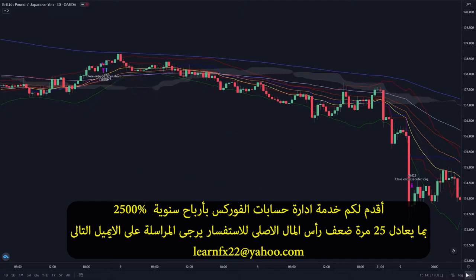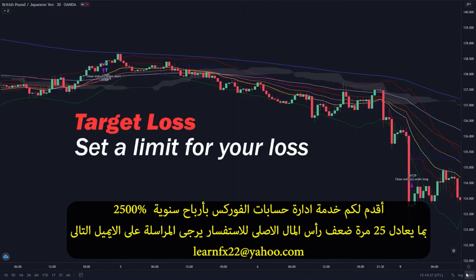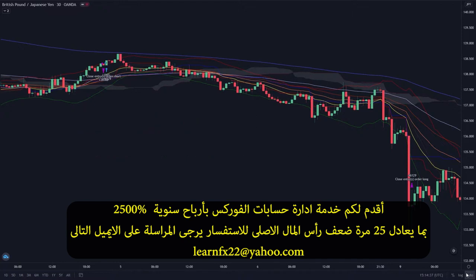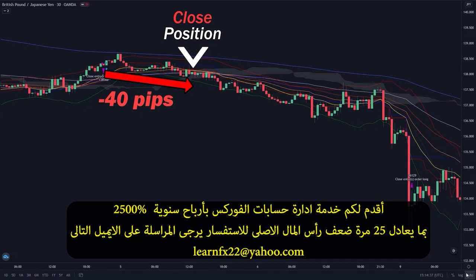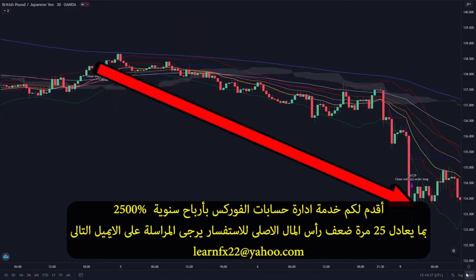The solution to this is to add a target loss. A target loss is when you set a limit for your loss. So let's say 40 pips. If a trade loses 40 pips, you close the trade automatically. This way, you can minimize your loss and not get hit with massive losses like this.